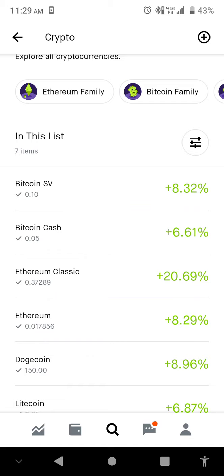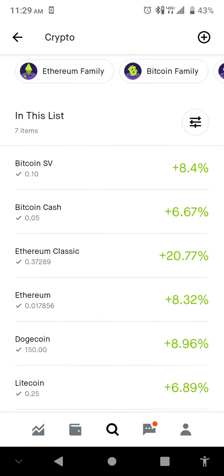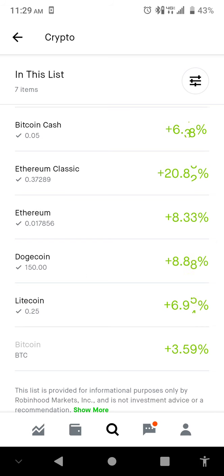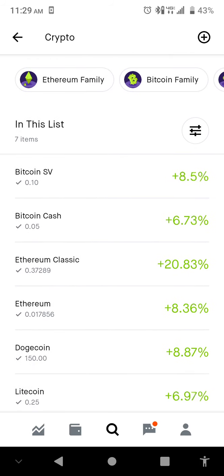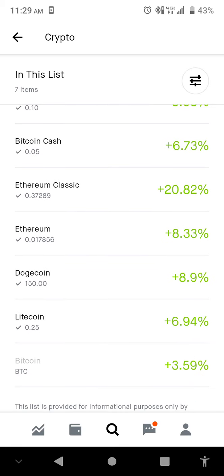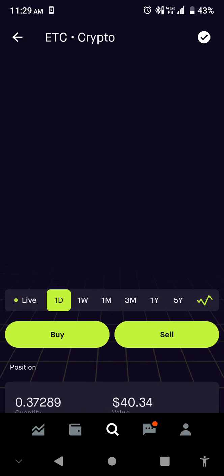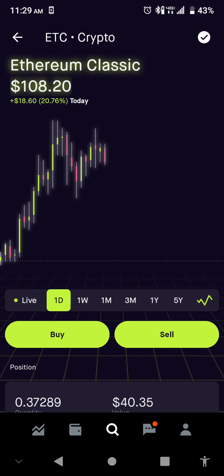As you can see, the cryptocurrencies are coming back up, and all you have to do is decide which cryptocurrency you want to buy. Let's see, looks like Ethereum Classic is coming back up and doing pretty well. So I'm going to go into the Ethereum Classic. It's at $108.17.